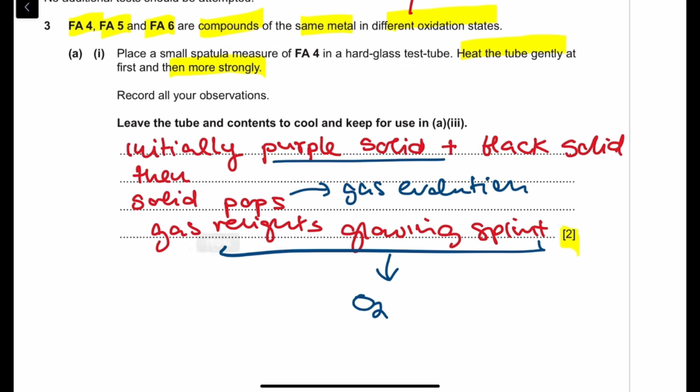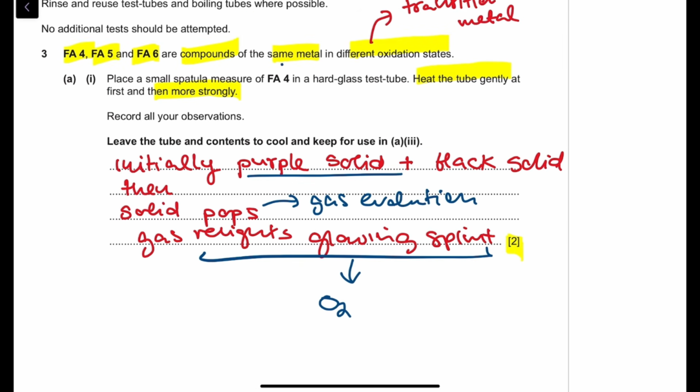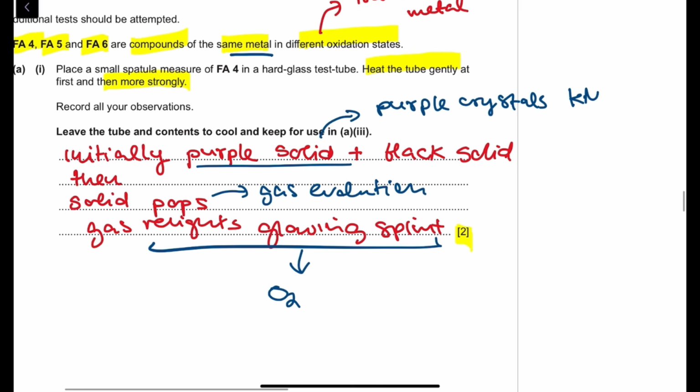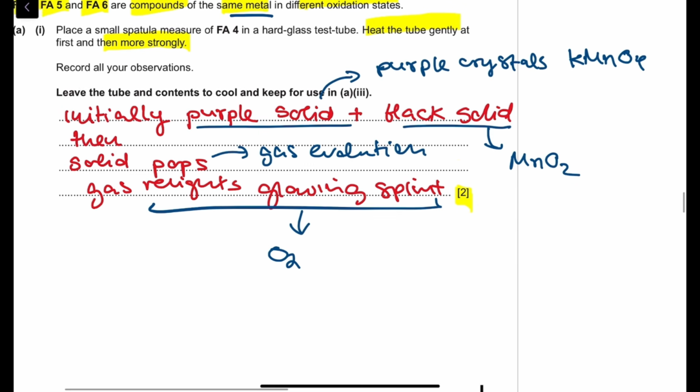Initially, it is a purple solid and it is a transition metal involved in the compound. So I'm going to assume that these are actually purple crystals. And one you should be familiar with would be KMnO4, potassium manganate. Now the black solid is probably going to be our manganese dioxide, and that has been formed from the thermal decomposition of potassium manganate.